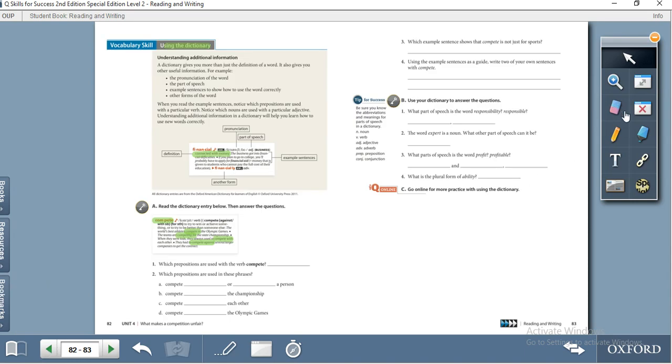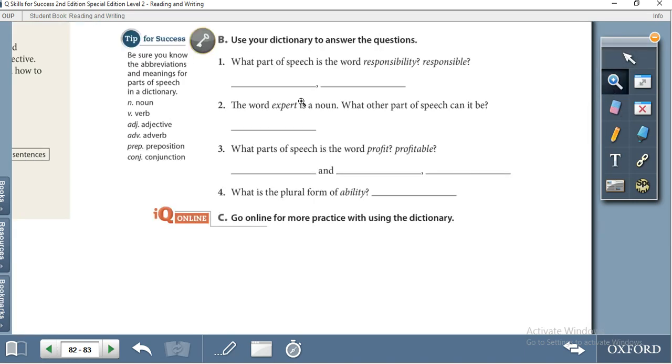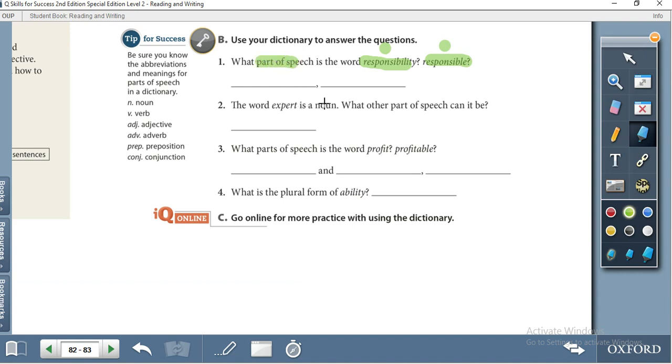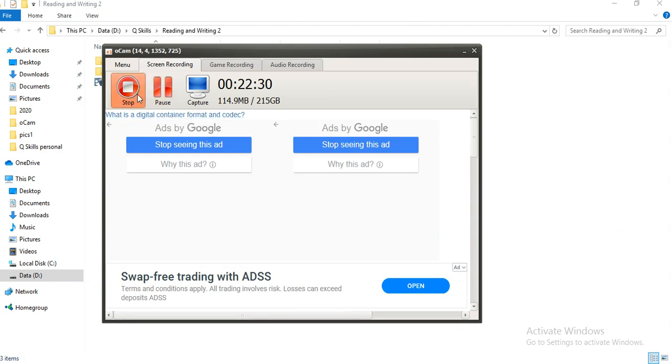Then finally we have the exercise here. Use the dictionary to answer the question: what part of speech is the word responsibility? Responsibility and responsible: it's a noun, it's an adjective. You have to write what part of speech. The word expert is a noun. What part of speech can it be? Noun and maybe adjective. So you have to solve this exercise and show it to your teacher.